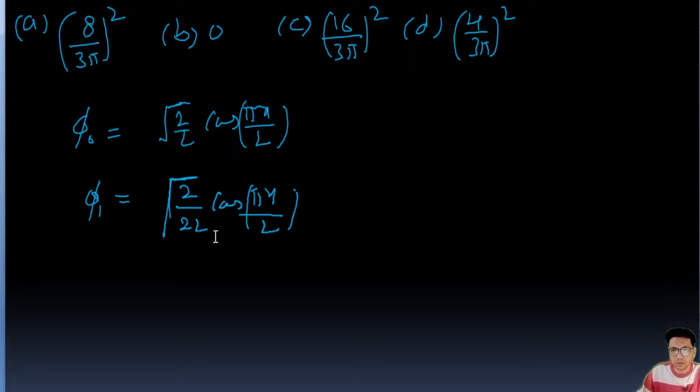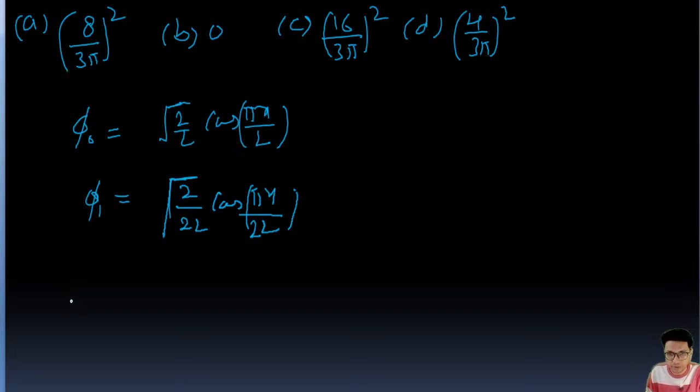Okay, so this is the one and this is going to be 2L, here also it's 2L. Now what we are going to do is find the probability. We know these are normalized wave functions, and we need the probability that the particle will be in the ground state after this sudden expansion.